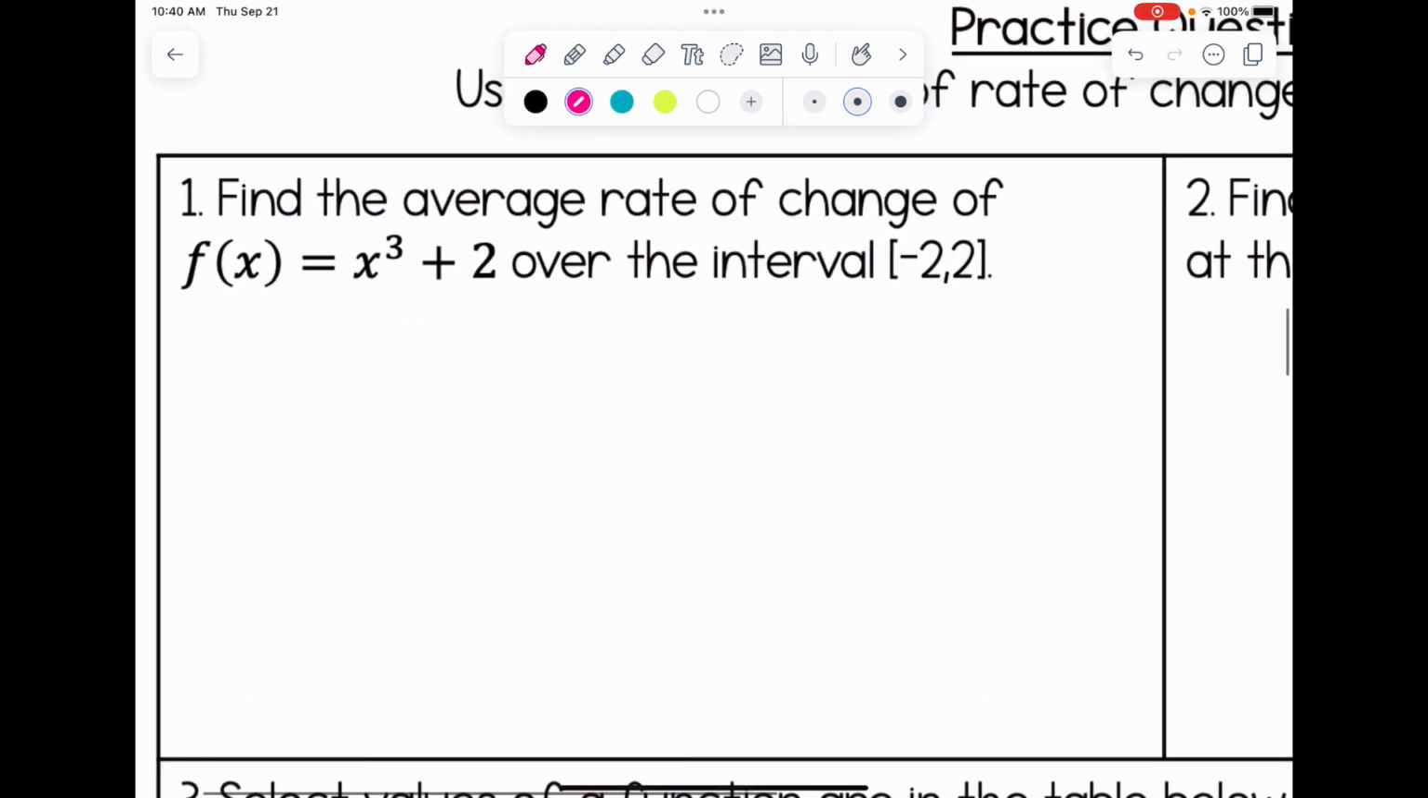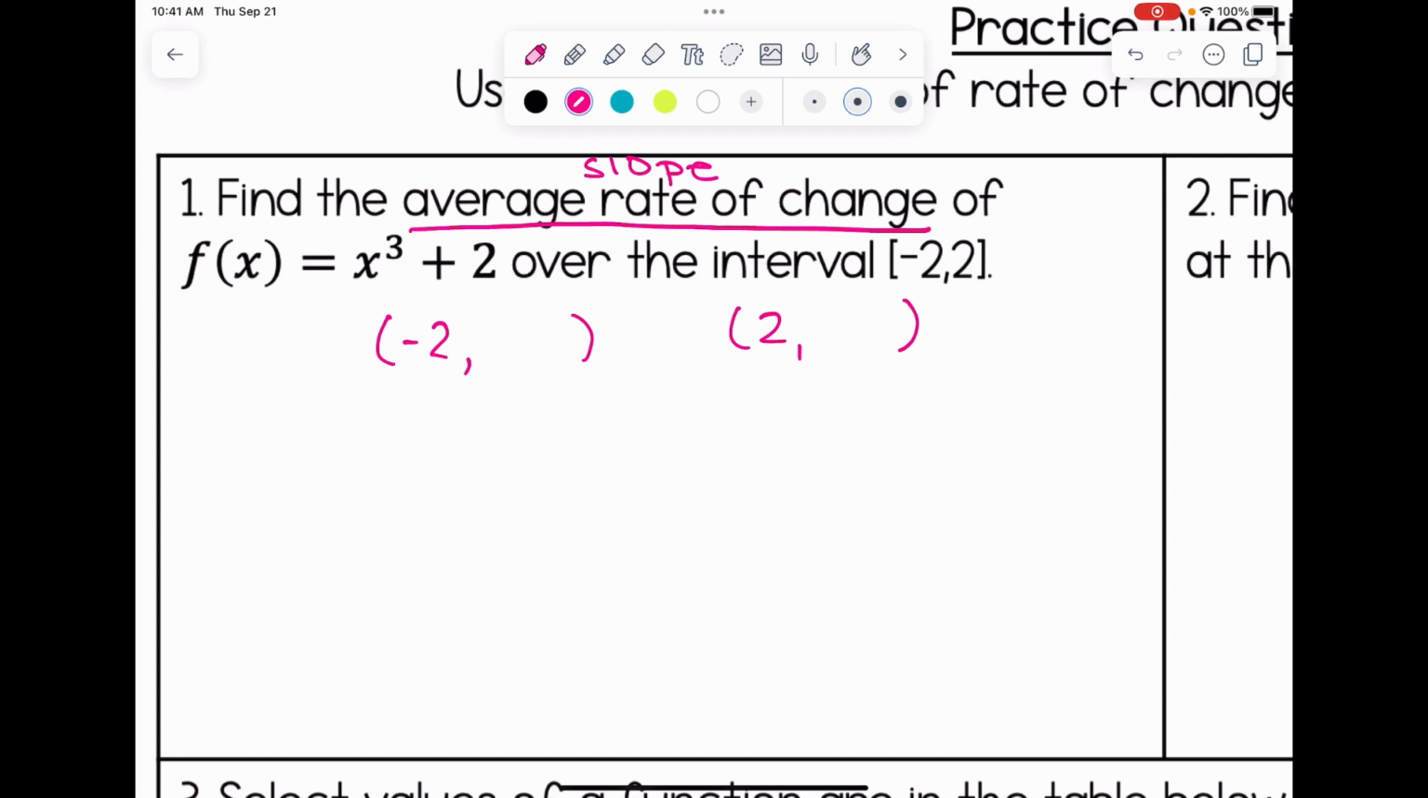Find the average rate of change of f of x equals x cubed plus 2 over the interval negative 2, 2. Anytime you see average rate of change, this is really like an Algebra 1 question in a calculus lesson. This is just saying find the slope. Well, when you find the slope, you need 2 points, correct? You need your first point and you need your second point. When this problem is given to us, they're only giving us the x values here, right? We know the x values are negative 2 and 2. Our job is to find the y values.